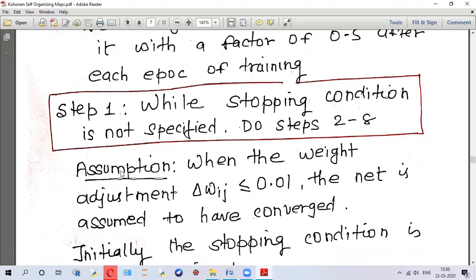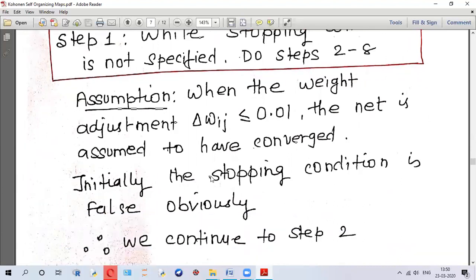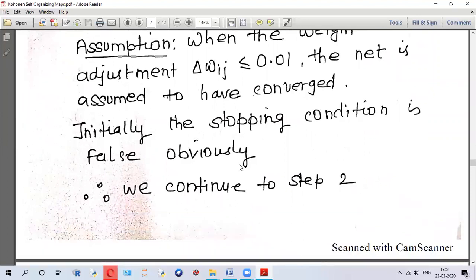Over here, we have made a very simple assumption regarding the stopping criteria. When the weight adjustment becomes less than or equal to 0.01, that is, in terms of percentage, 1% error, then I could declare this to be the stopping criteria for my algorithm. The net is assumed to have converged, right? This value could be defined by the user. And initially, the stopping condition is definitely false, so we would begin the training and directly jump to step 2.